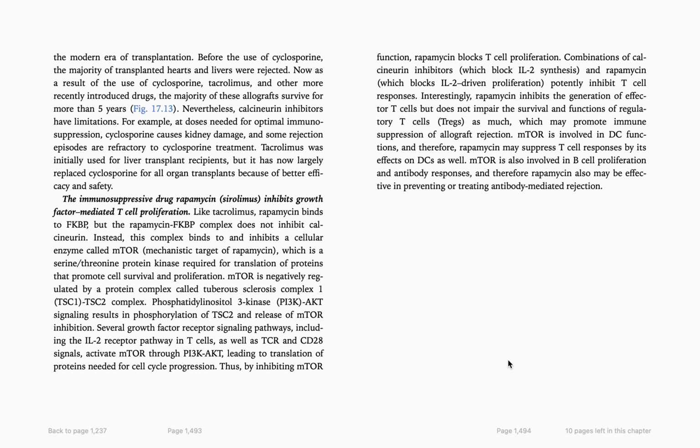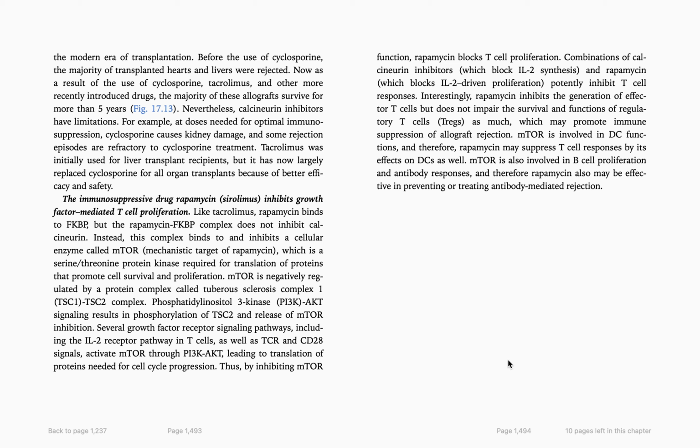mTOR is negatively regulated by a protein complex called tuberous sclerosis complex, TSC. The phosphatidylinositol 3 kinase, PI3K-AKT signaling results in phosphorylation of TSC2 and release of the mTOR inhibition.